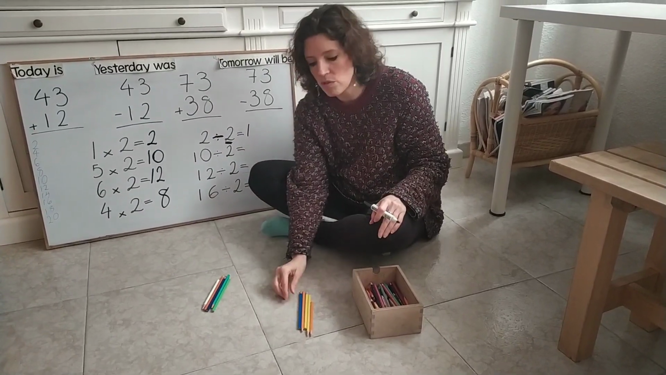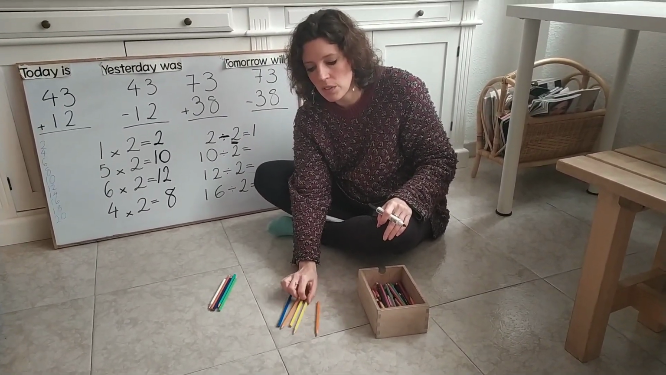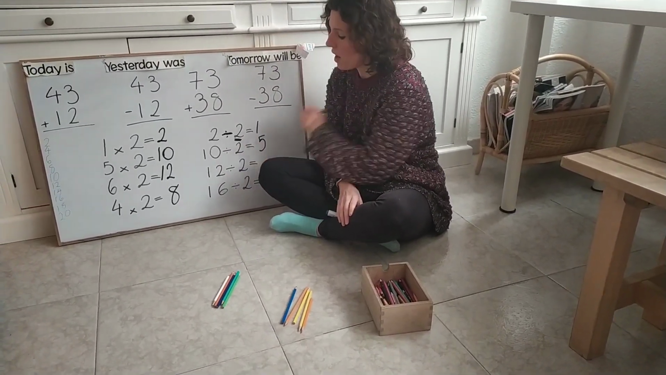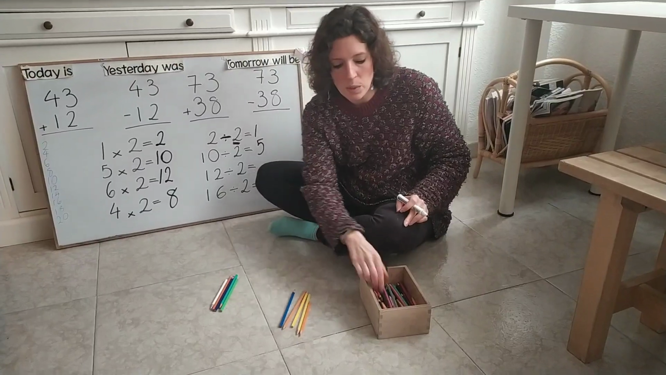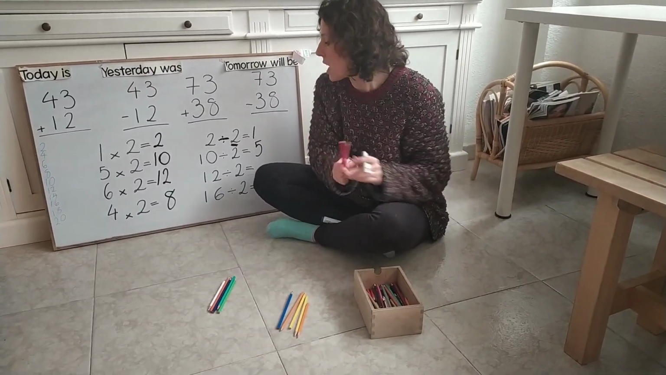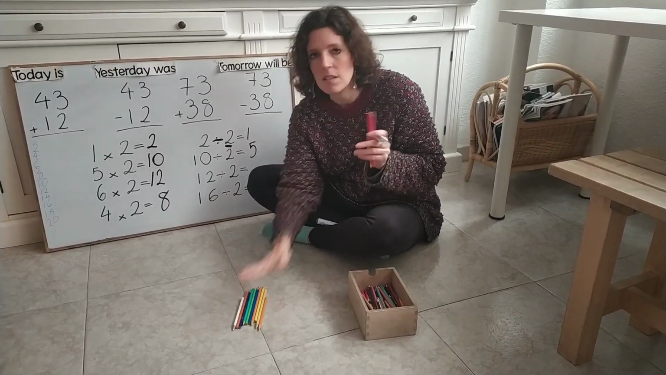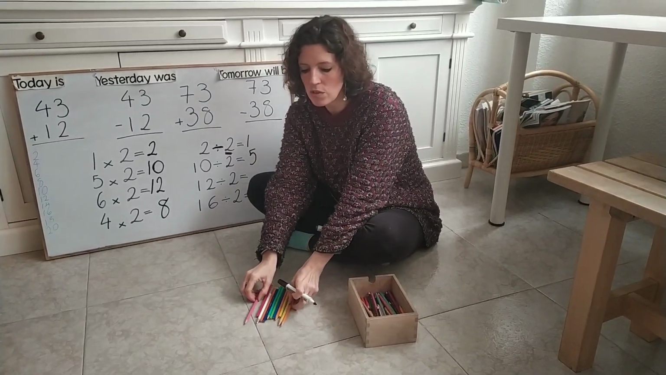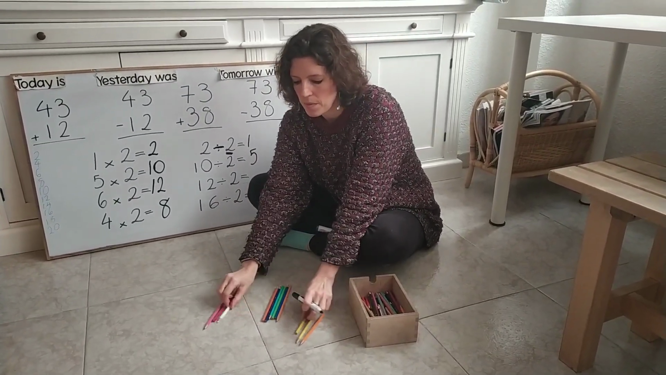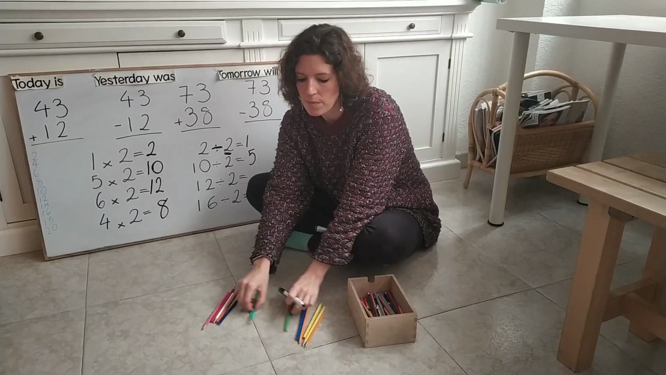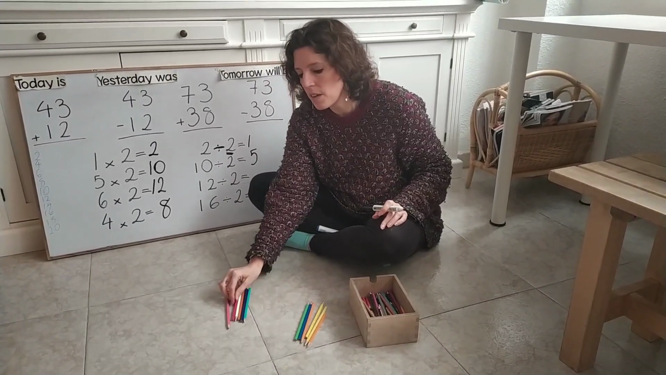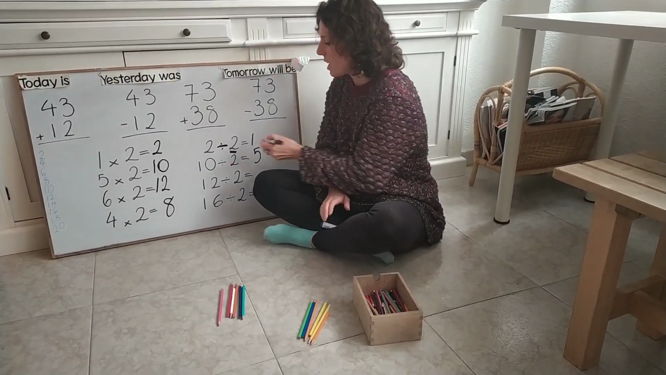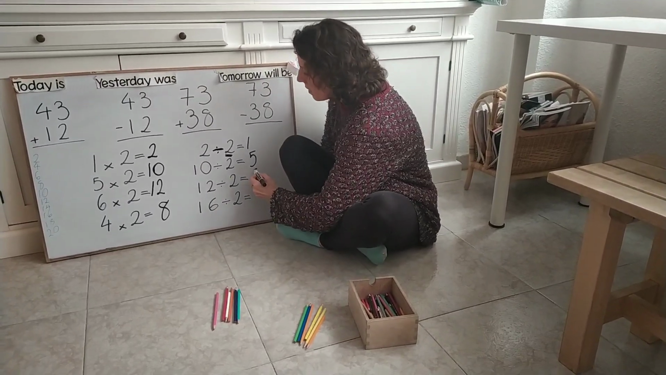Okay, how many do I have in each group? 1, 2, 3, 4, 5. 10 divided into 2 groups is 5. I'm going to do one more with you, and then you're going to be doing that one by yourself. So 12, I have 10, 11, 12. Let's put them again into 2 groups. Okay, how many do I have? 1, 2, 3, 4, 5, 6. Okay, here I have got 6.